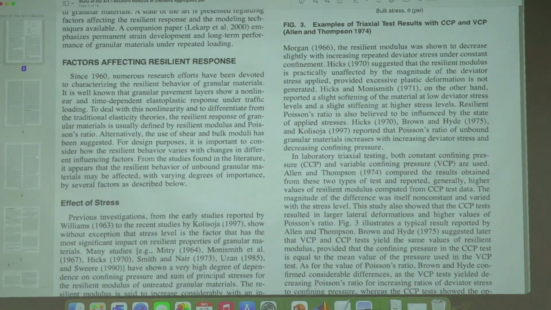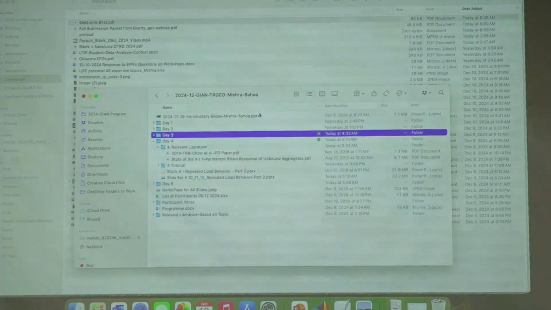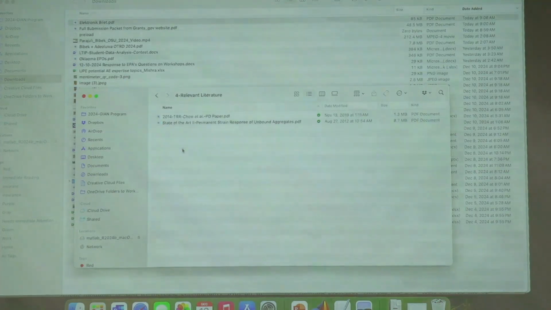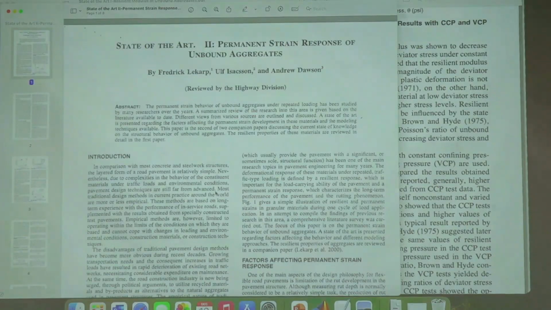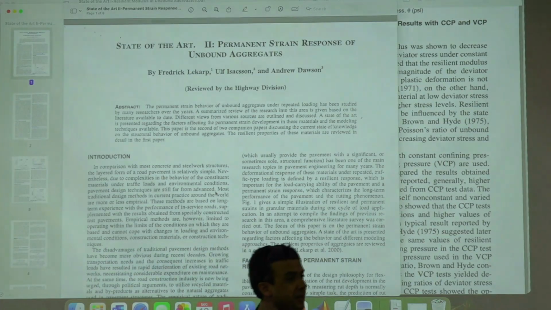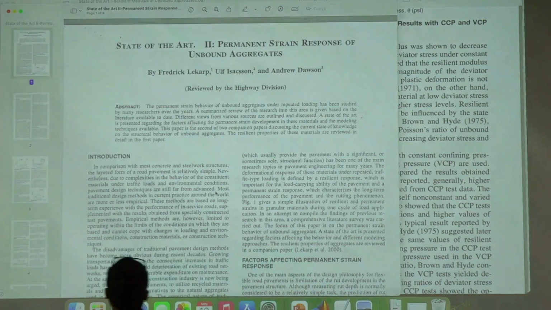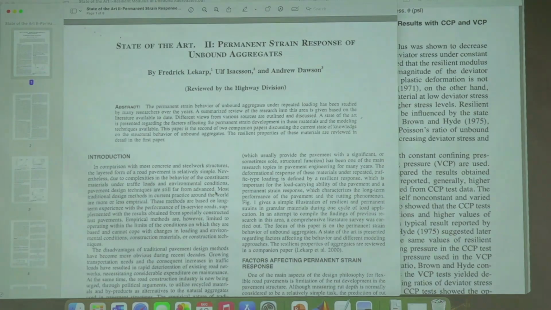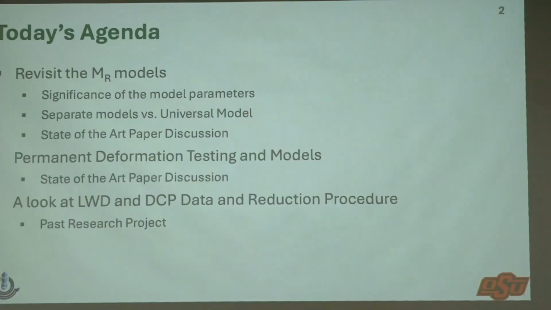And when we are on the topic, although you don't know anything about deformation yet, I'll show you that in the same year they published another paper called State of the Art 2, which is called Permanent Strain Response. I've shared this with you as well. So one is resilient modulus, one is permanent deformation. Excellent papers. You should definitely read them if you want to have a good background of these concepts. Okay, let's keep going.